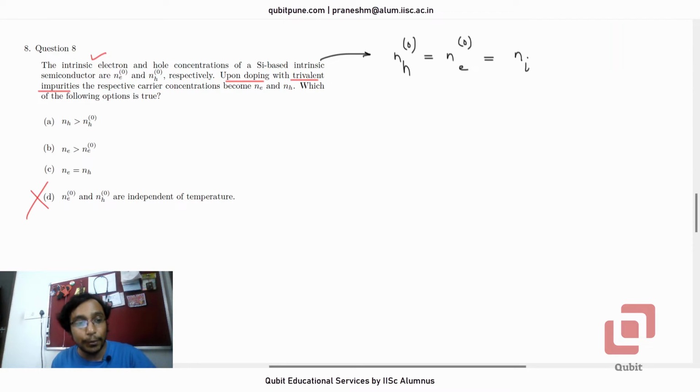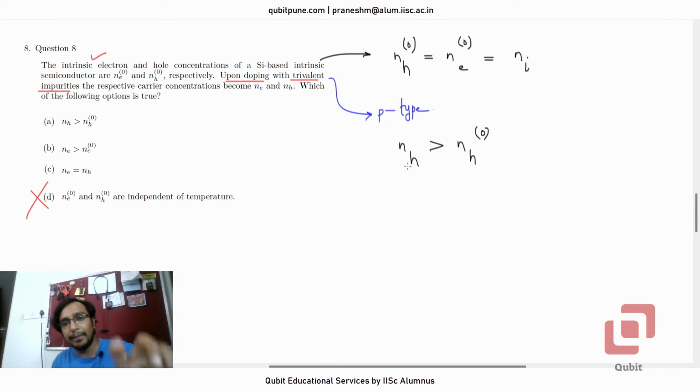Now if we dope that semiconductor with a trivalent impurity, that means p-type, what happens? We are now injecting more holes, and therefore the hole concentration will increase. In fact, NH now will be greater than NH naught.